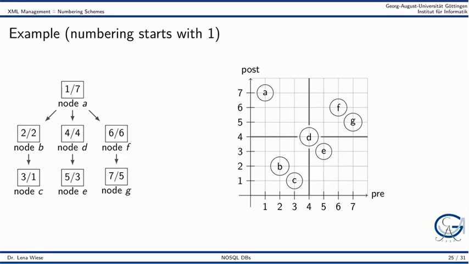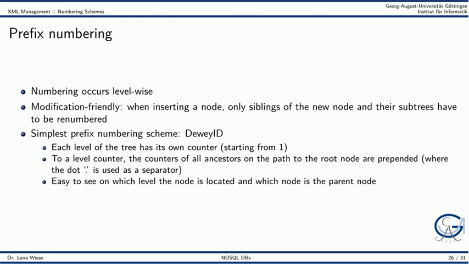When D is the context node, its ancestors are located in the left upper quadrant. Its descendants are located in the right lower quadrant. Preceding nodes are located in the left lower quadrant. Following nodes are located in the right upper quadrant.